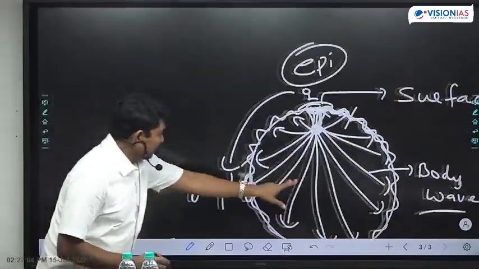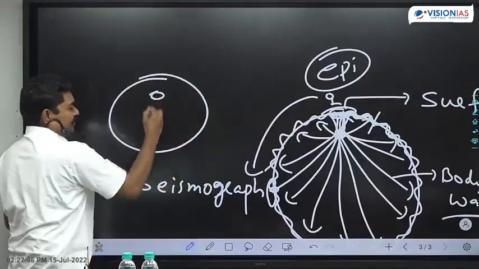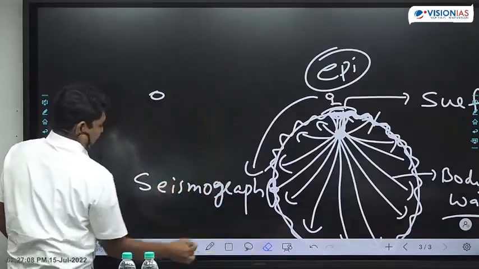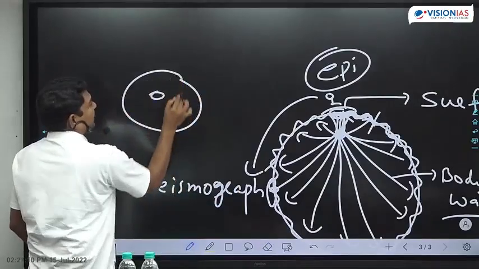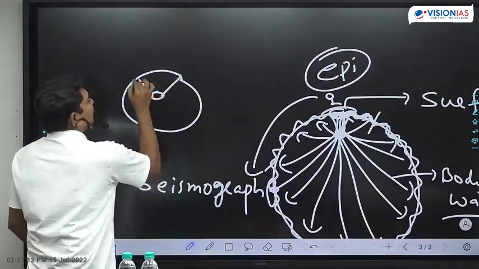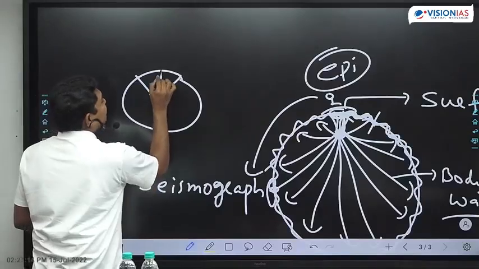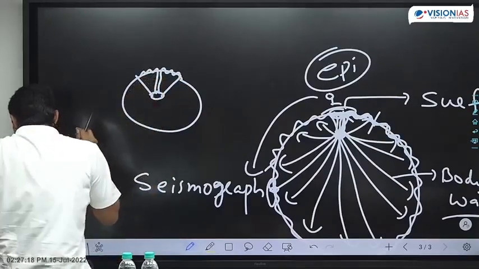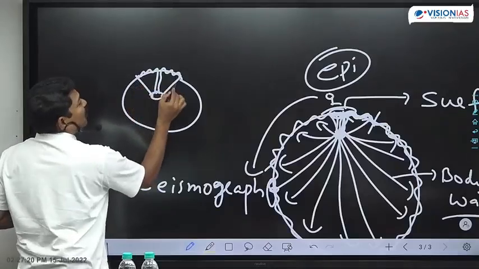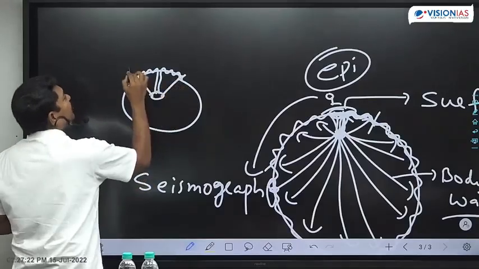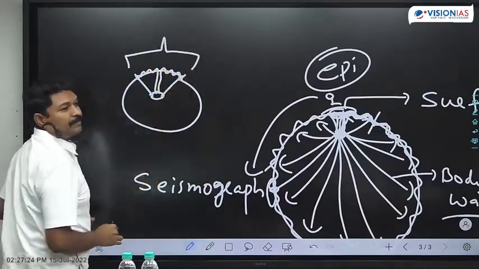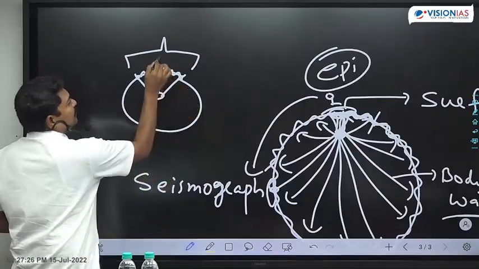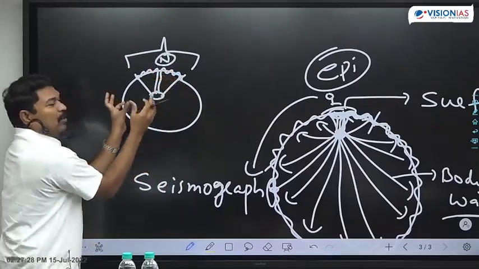Meaning what? Again, one more picture. If this is the focus, the energy is getting dissipated only up to here like this. Now see here, what is the distance traveled by this wave? Only right from here to here, not in this area. If it is Nepal, it is confined to only that small area.